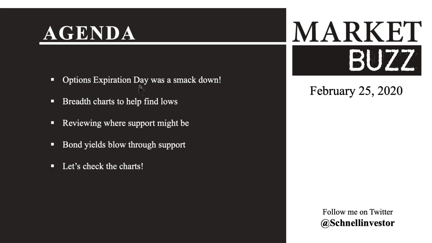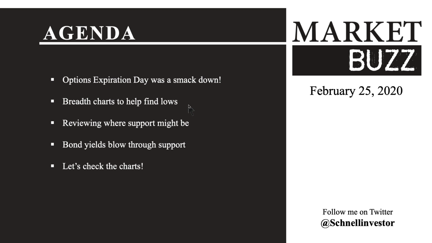So options expiration day was a smackdown, and I want to review that for a few minutes. Just spend some time looking at how some of the option expiration days have been in history. And it doesn't mean the market will collapse on an option expiration day. It can break down or up anytime it wants. But there's also a lot of transition that happens around that day. So I want to emphasize that in the charts once again.